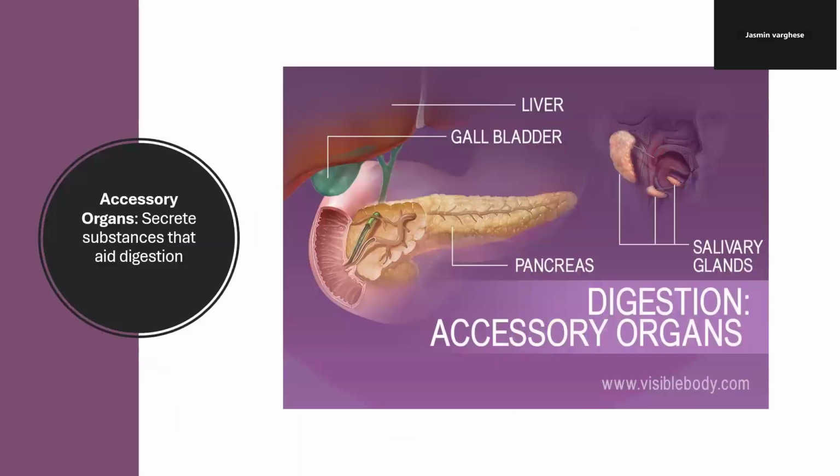Also, we have accessory organs which secrete substances that aid in digestion. The accessory organs are the liver and gallbladder.